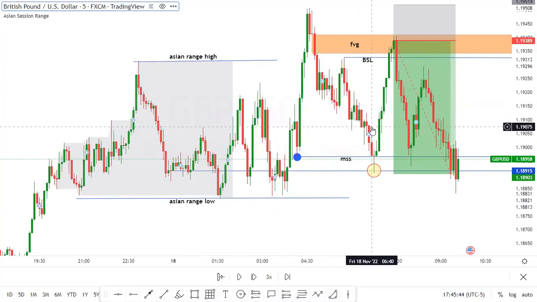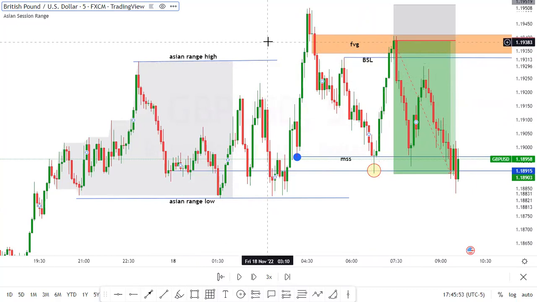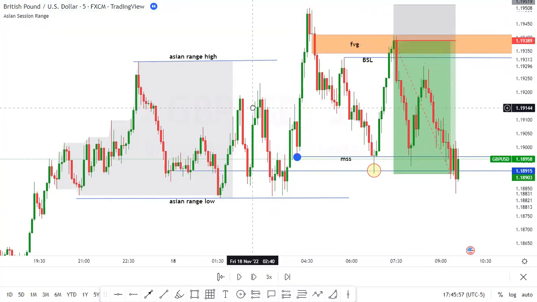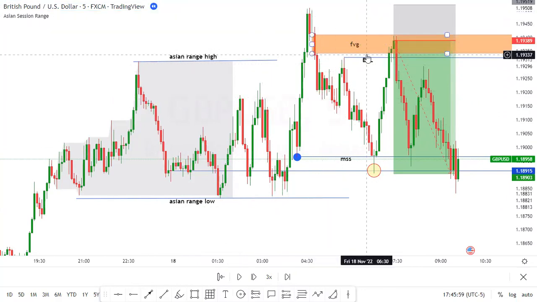And for me to get the selling opportunity, I have to wait for a market structure shift. And after I see a market structure shift, I have to draw my fair value gap or my order block, and then I have to wait for the market to make a retracement to that fair value gap or order block, and then I can just take my trade. That's how I analyze.